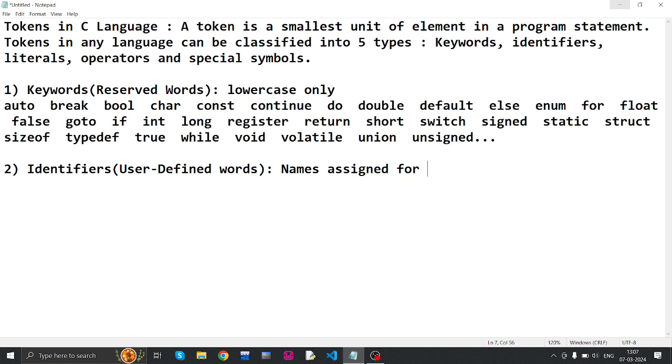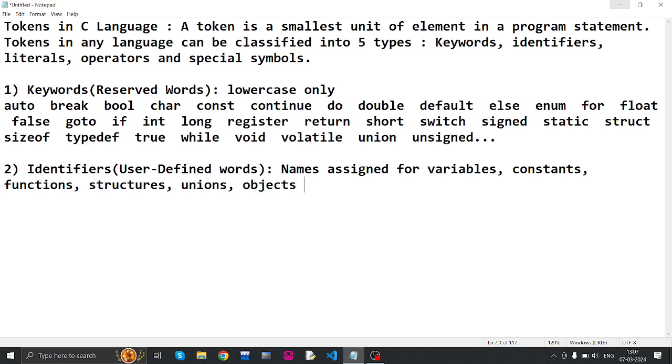Identifiers are the names assigned for variables, constants, functions, structures, unions, objects, etc. Like that, for different programming elements, whatever names we give, we call them identifiers. But one important thing we have to remember here is, while creating an identifier, we have to follow some rules.